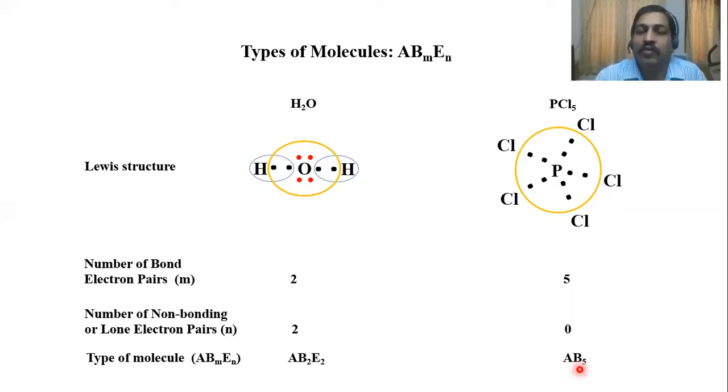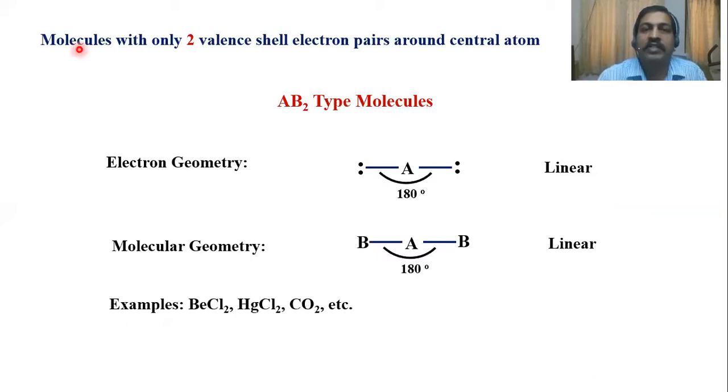Now let us see how VSEPR theory predicts the shapes of different types of molecules. First, let us consider the molecules in which there are two valence electron pairs around the central atom. Such molecules can be of the type AB2. First, let us look at the electron geometry. What is electron geometry? It is the arrangement of the valence electron pairs around the central atom.